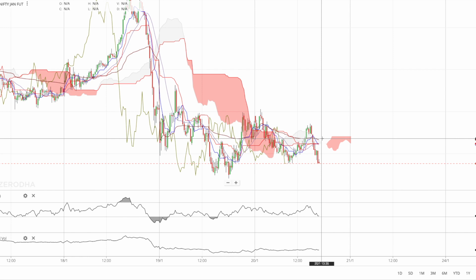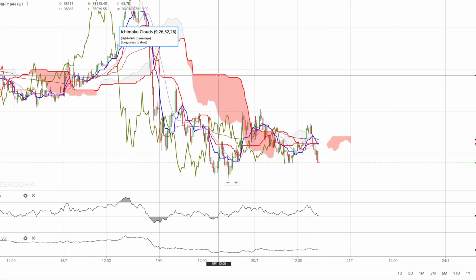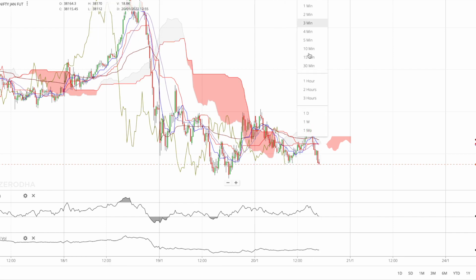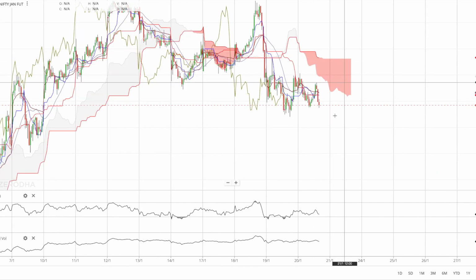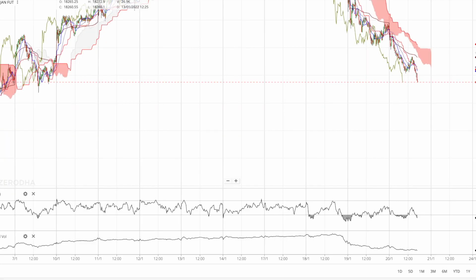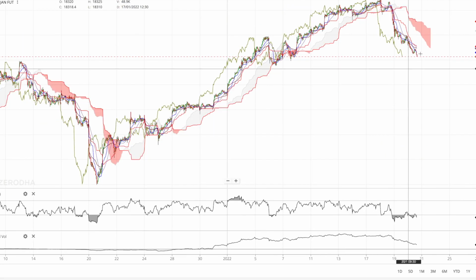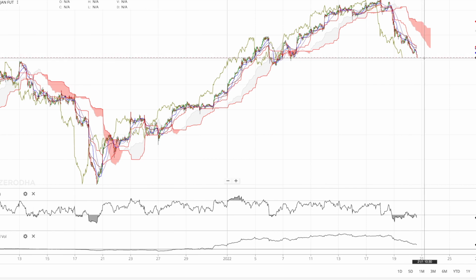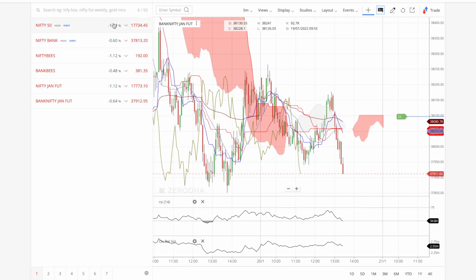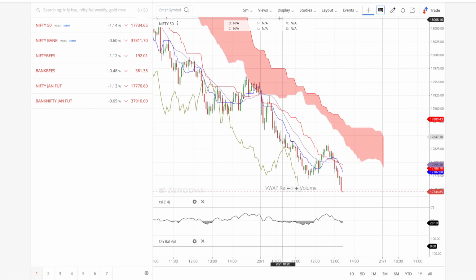The VWAP, 38,100 roughly. That's one thing. And second thing is the 15-minute time frame. The Bank Nifty on 15-minute time frame still gives 37,700 as a target. Whereas Nifty on 15-minute is already at its target, so I don't know if it's going to go much lower. And just one other thing, Nifty daily is also worth looking at.